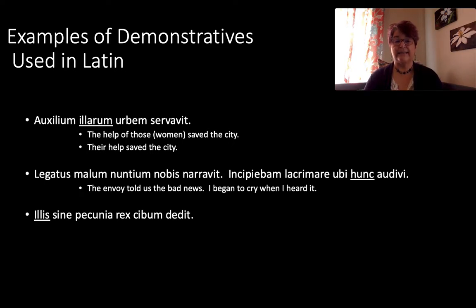The sentence says that the king gave food to those, and I could say people, to those without money. By saying to those, I sort of understand that I mean people because animals or something else, trees and flowers, they're not going to have money, but people are. And so that's why I don't necessarily have to put the word people in the sentence.